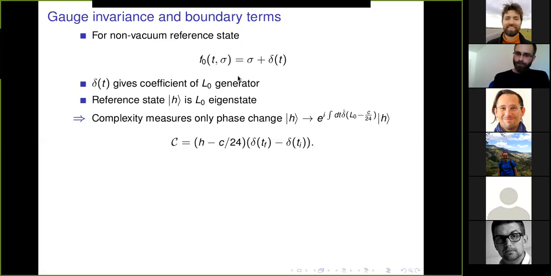And in this case, this f naught of t and sigma, so this conformal transformation, is given by the identity plus some time-dependent constant, delta of t. And this time-dependent constant gives the coefficient of the L naught generator. And of course, applying that onto a generic highest weight state will only change the phase, and this will lead to a complexity that is proportional only to the phase difference. And the same holds even if reference and target states are completely different, even if we have an arbitrary conformal transformation T, simply because this arbitrary conformal transformation T of sigma drops out. And now this is of course not very good news if we see that we only measure phase change.